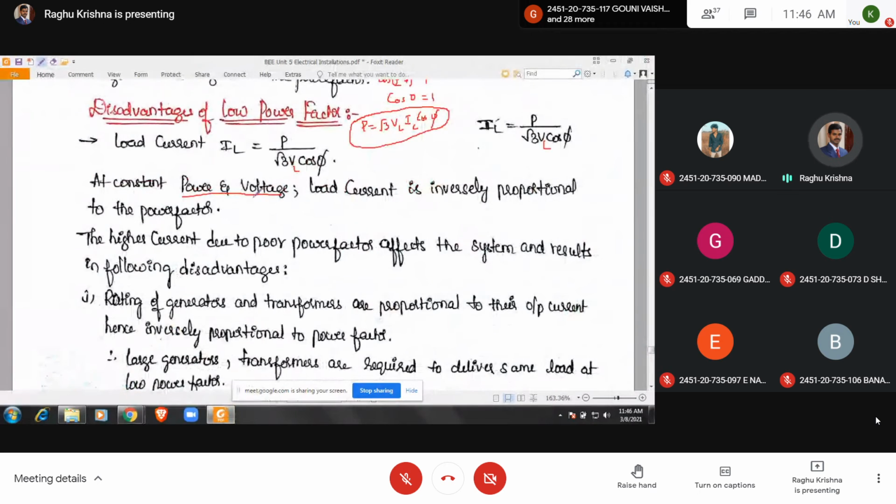So here IL increases for poor power factor. Higher current due to poor power factor. So when power factor is poor, what happens to the IL? IL increases. Okay. If power factor reduces, if cos phi reduces, it means IL increases.